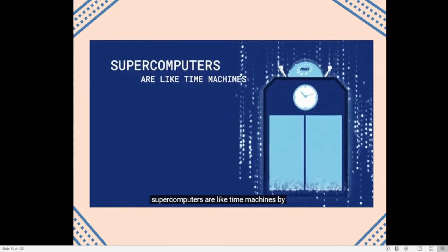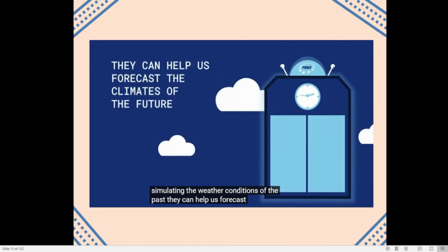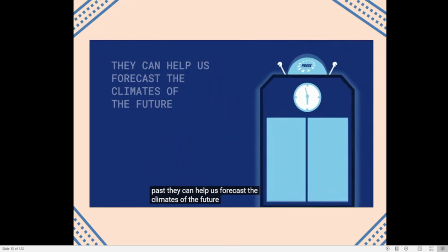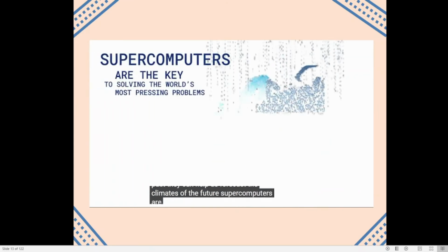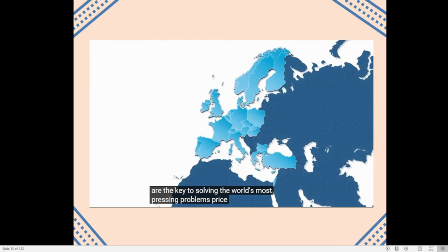Supercomputers are like time machines. By simulating the weather conditions of the past, they can help us forecast the climates of the future. Supercomputers are the key to solving the world's most pressing problems.